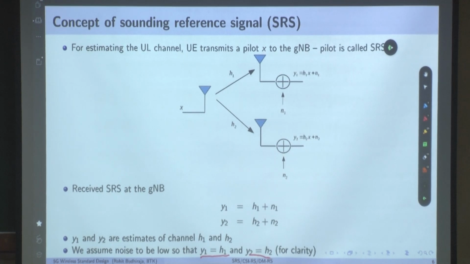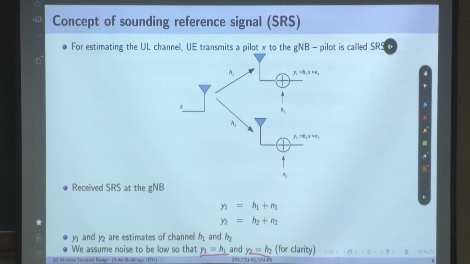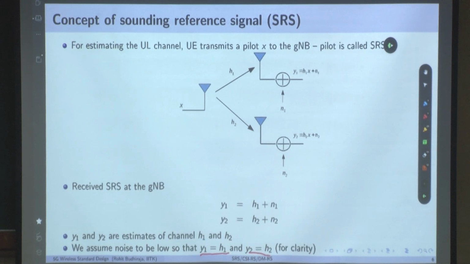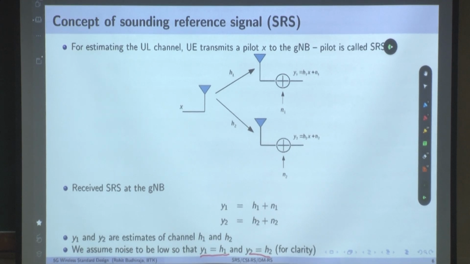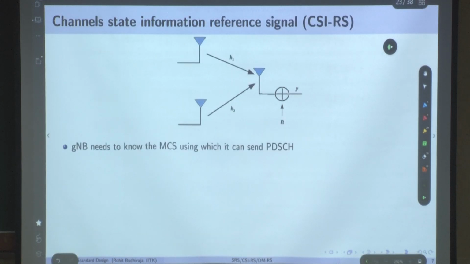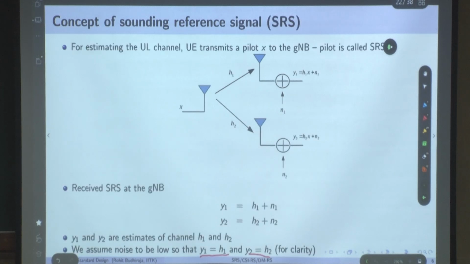If the noise is high, you will have to live with a noisy estimate. But the point we are trying to make here is that the base station has the channel information now, and with that it can precode the signal. Let us see what it does. It has the uplink channel and similarly it has the downlink channel now. It will precode, that is all.